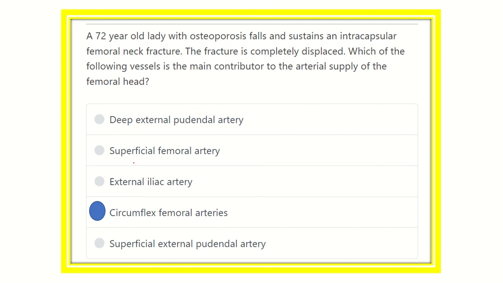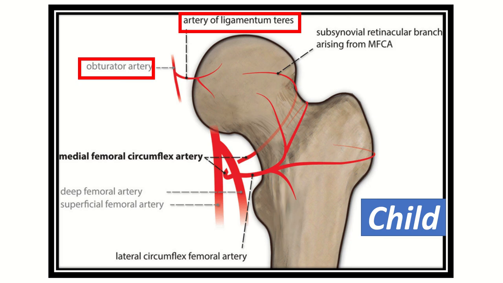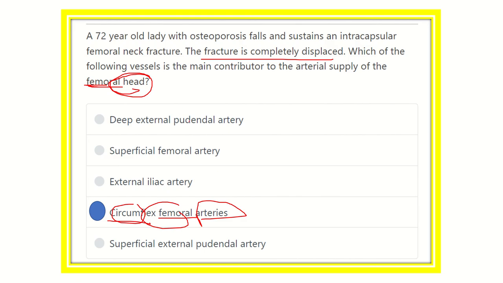So our answer is now ready: the circumflex femoral arteries supply the head of the femur through the retinacular branch. Due to the complete fracture and displacement, here we can see the neck is completely fractured and displaced, so this artery will be cut off. So our answer is circumflex femoral artery.